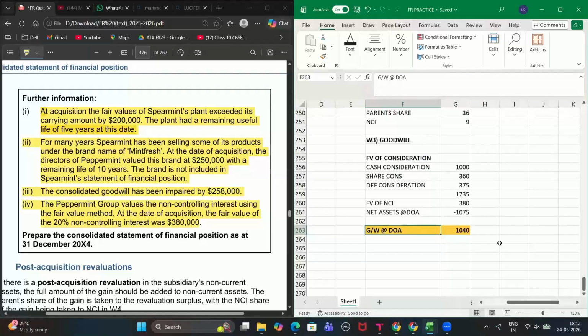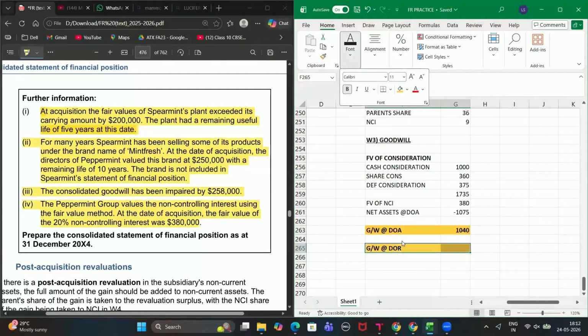Now, will we show goodwill at date of acquisition in the books? No. Whatever be the asset or whatever be the liability, we will always show its closing amount. So we need to find what? Goodwill at date of reporting. How will we find the goodwill at date of reporting?